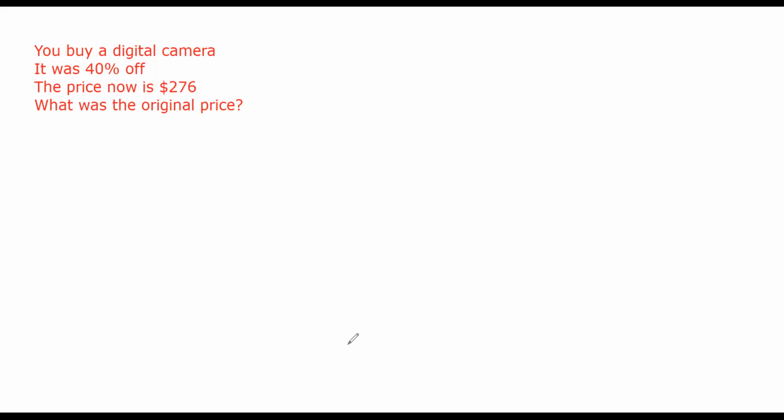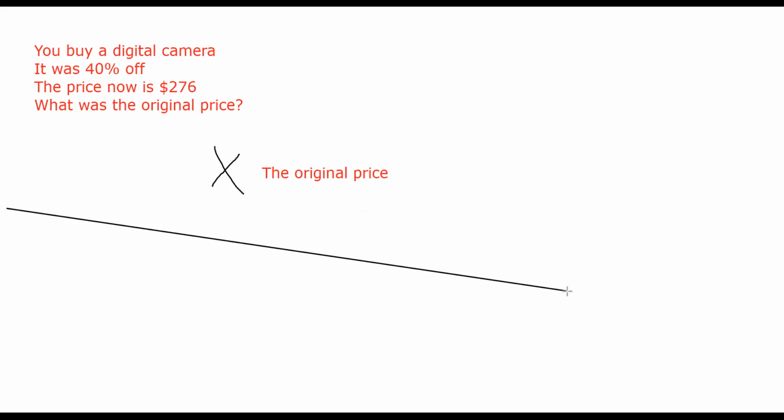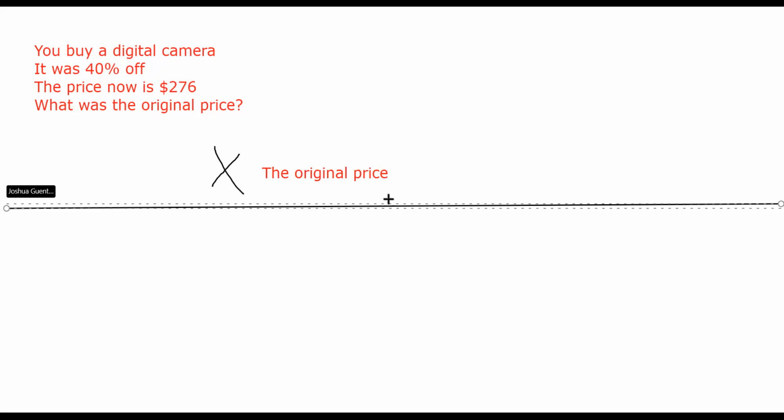So let's let x be that unknown value, the thing we're trying to figure out. We're going to let x be the original price before we applied the discount. Then we're taking 40% off of it. So we're actually going to do this one two ways.